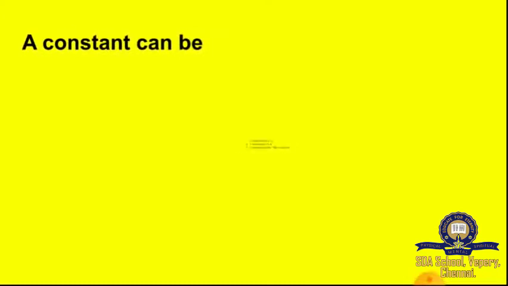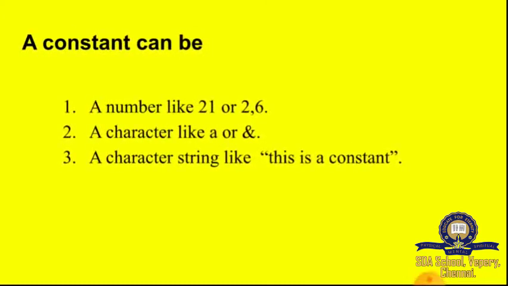A constant can be a number like 21 or 26, a character like A or ampersand, a character string like "this is a constant", which starts with a double quotation and ends with double quotation marks.